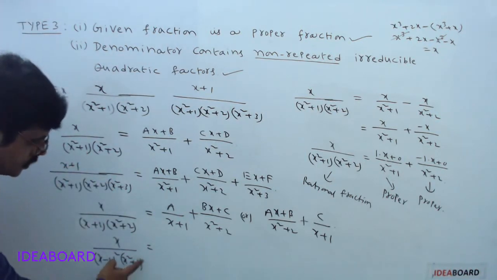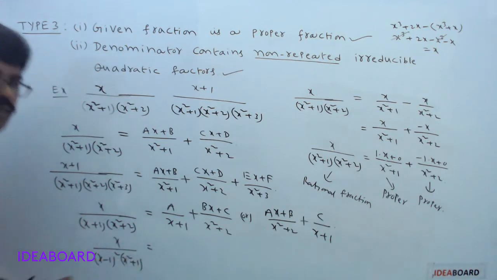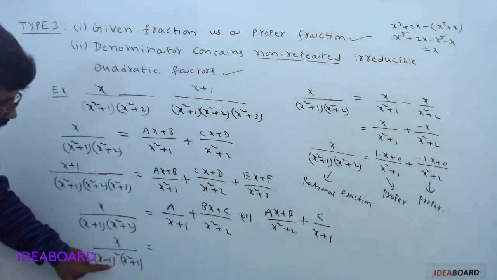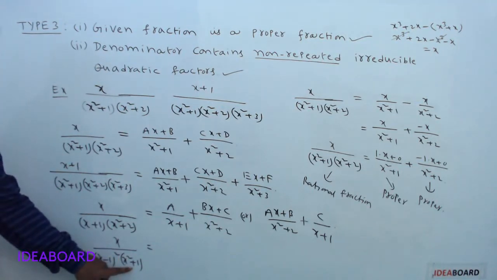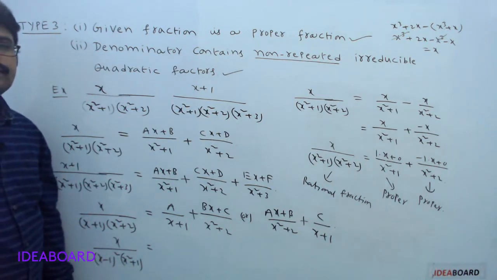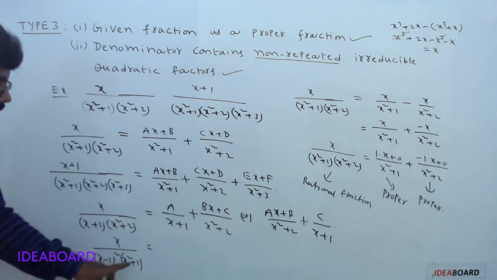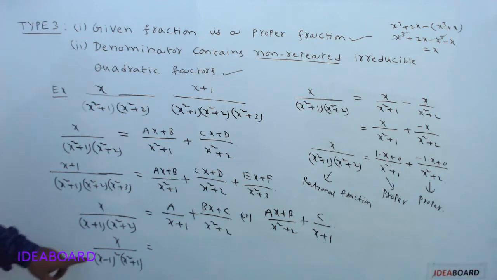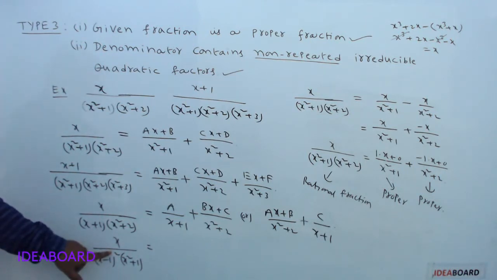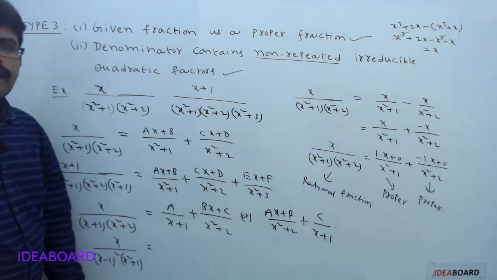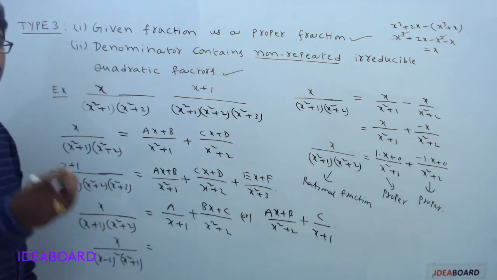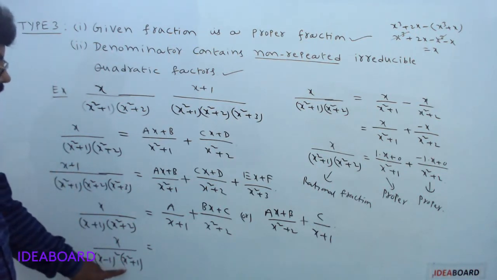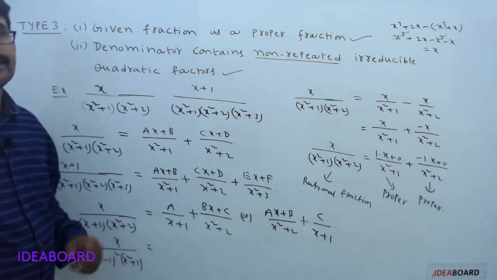Next, come to this one. This is an irreducible quadratic factor. So the denominator contains repeated linear factors and irreducible quadratic factors. So this problem belongs to type 2 and type 3 partial fractions. It is the combination of type 2 and type 3. Now in this case, how to resolve this fraction into partial fractions?